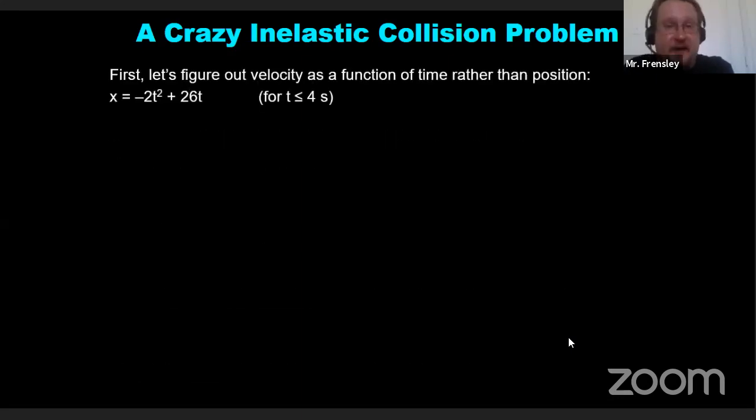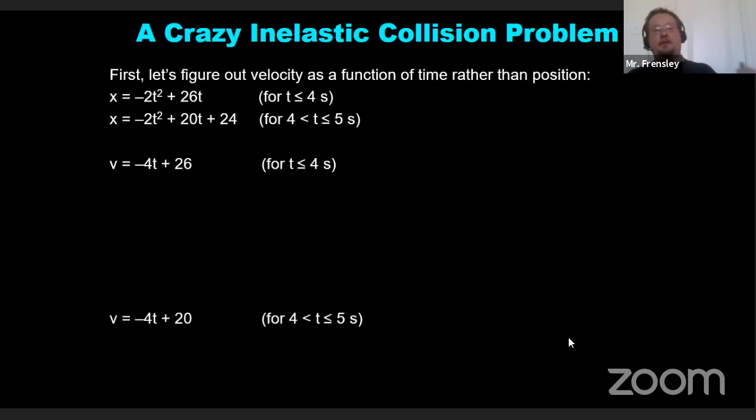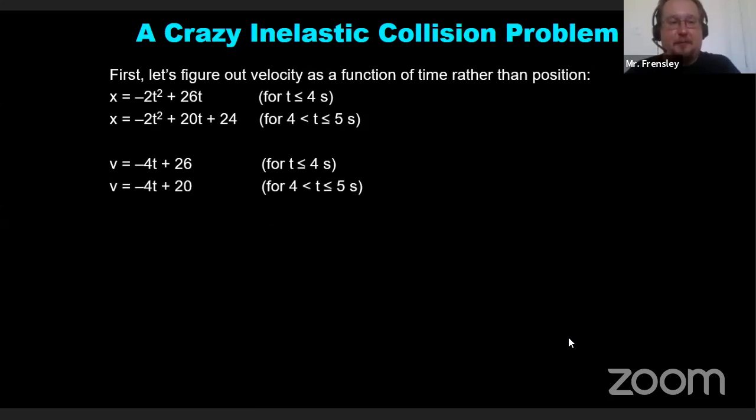Wow, I was just given a piecewise position versus time function. What do I do with that? Well, here's an idea. Momentum depends on velocity. So why don't you take the derivative of everybody? So here's the piecewise position function. Let's take the derivative of all that. The derivative of the first piece is negative 4t plus 26. The derivative of the second piece is negative 4t plus 20. Now, what am I going to do with that?